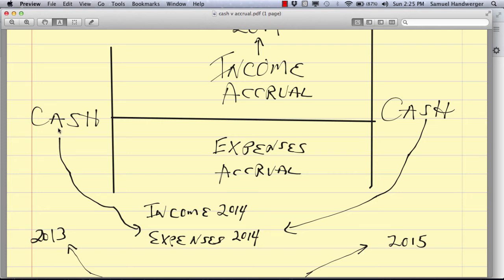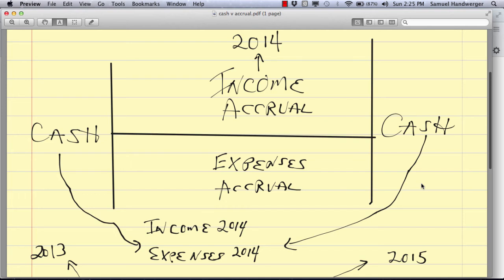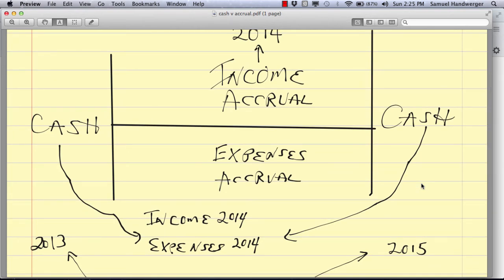Received here, it's recorded as income. If it's paid here, it's reported as expense. Paid in 2014 is recorded as expense. Received in 2014, recorded as income. And likewise here, received in 2015 is 2015 income. Paid in 2015 is 2015 expense. Okay, so that's the way we report on a cash basis. So what you see is what we would try to do.